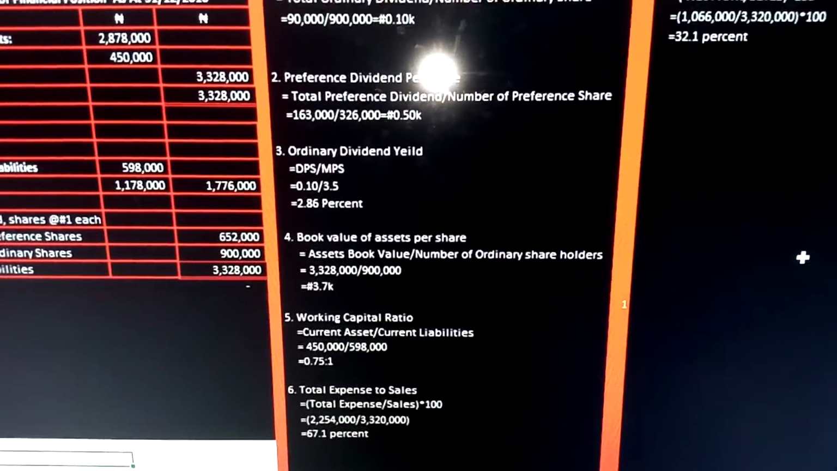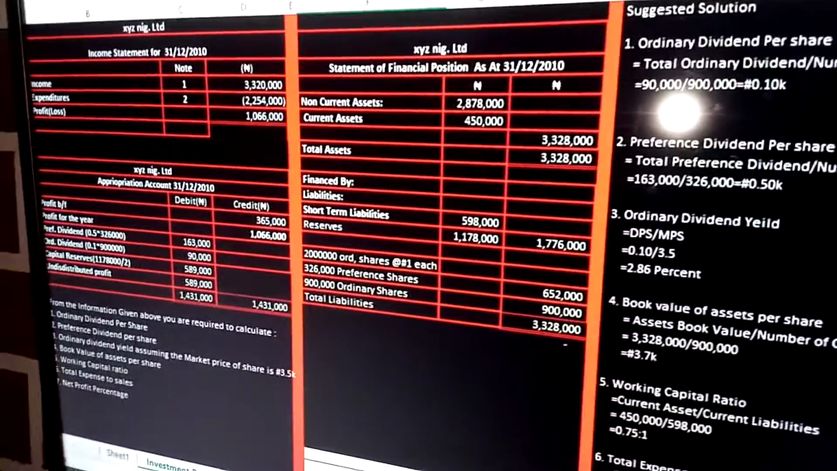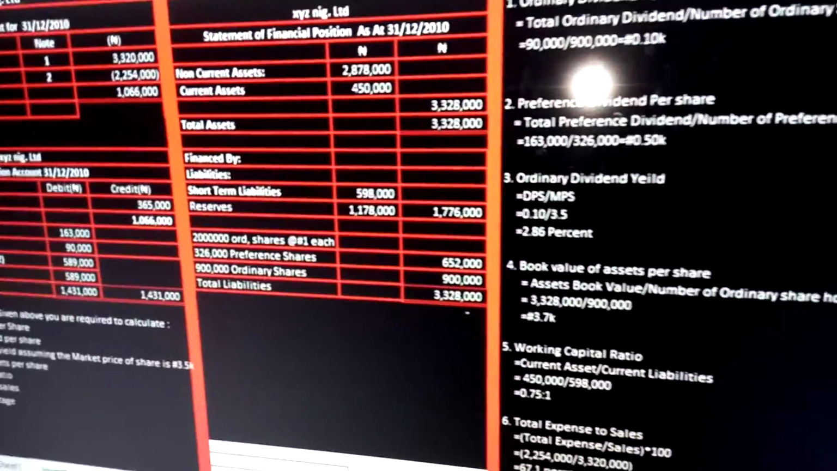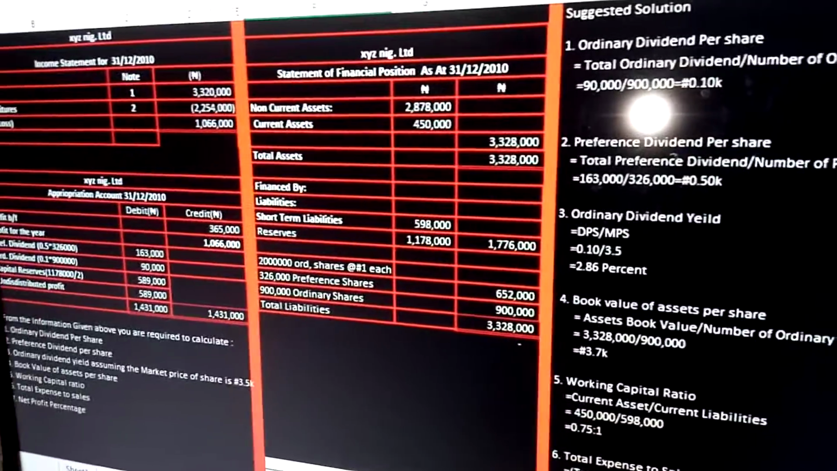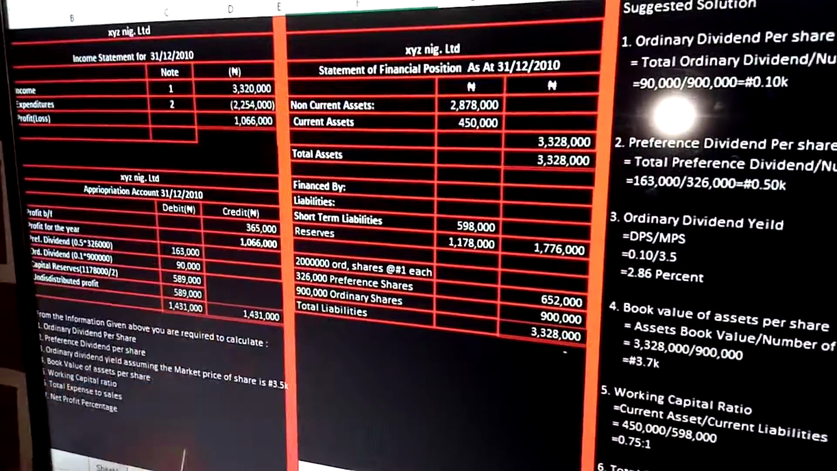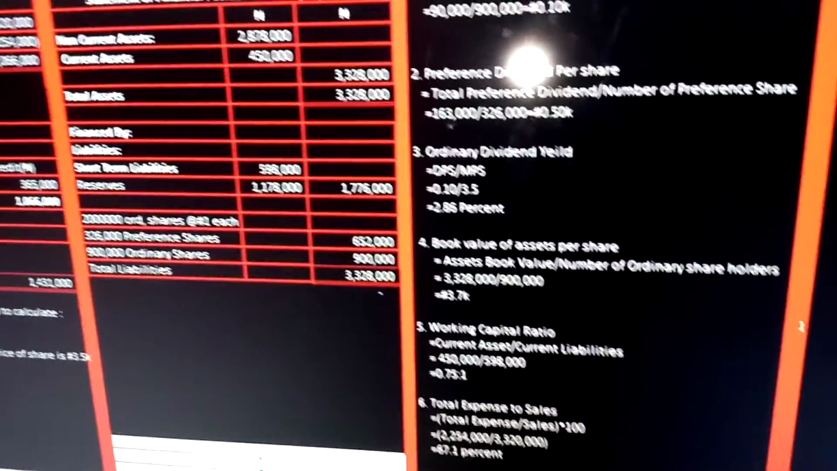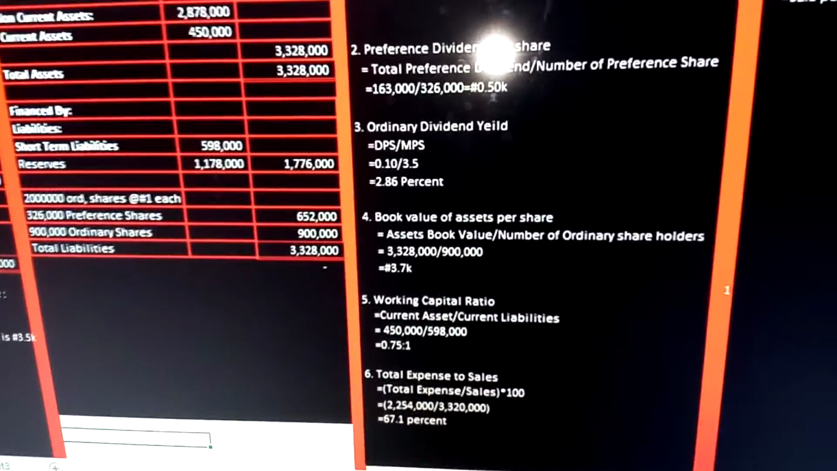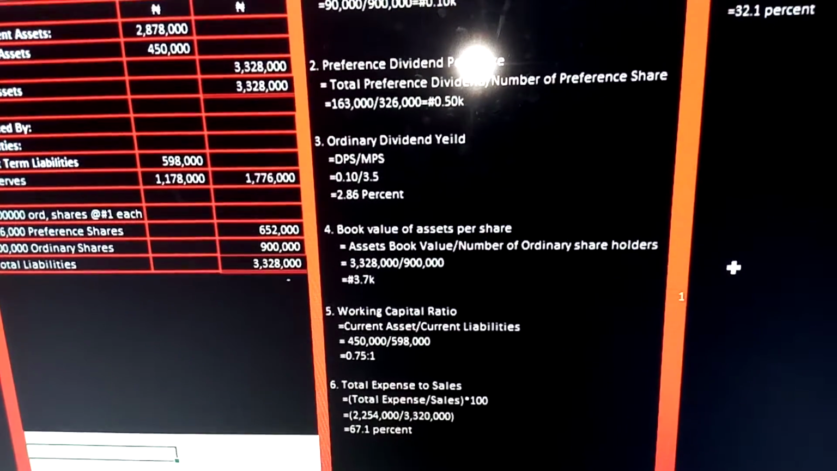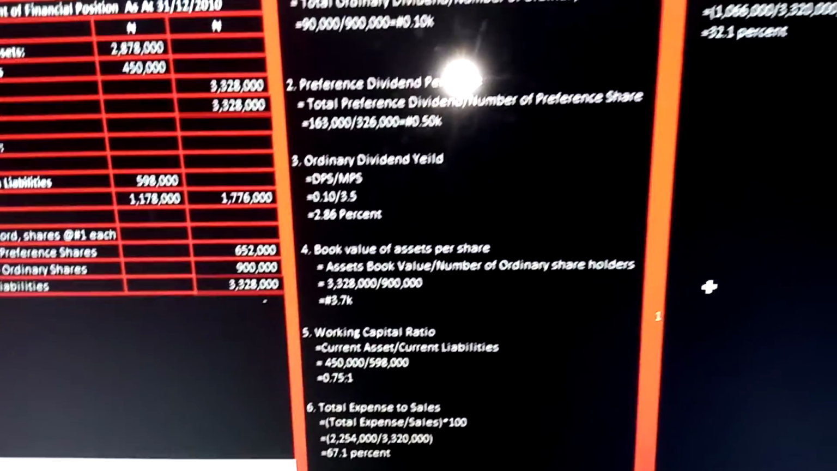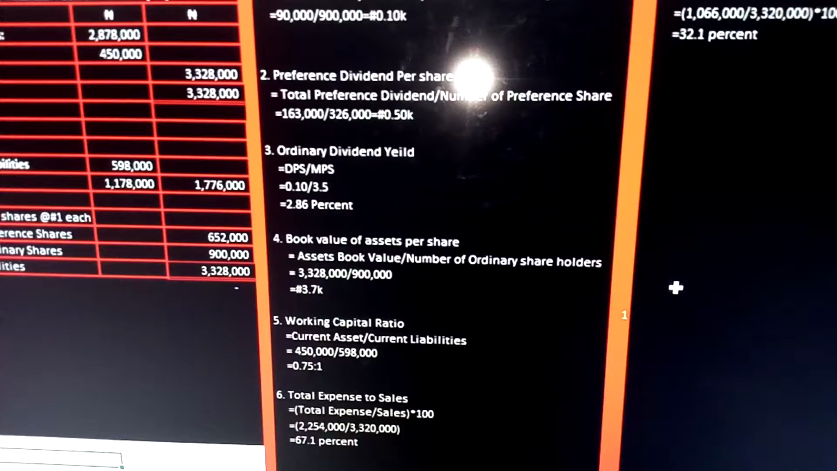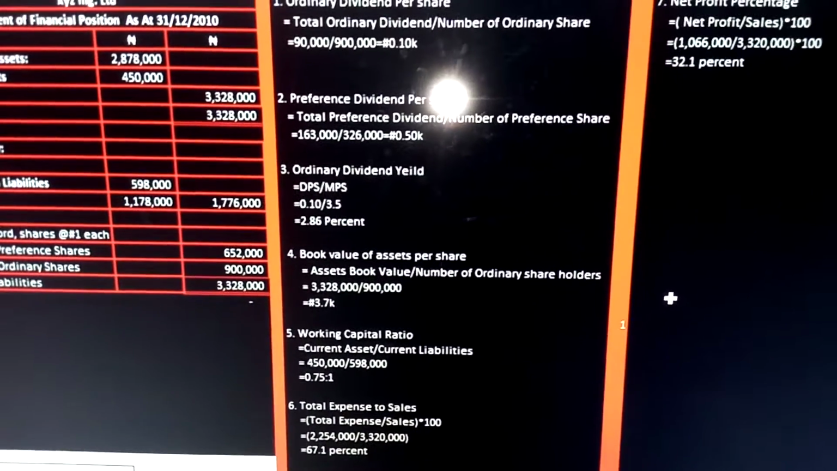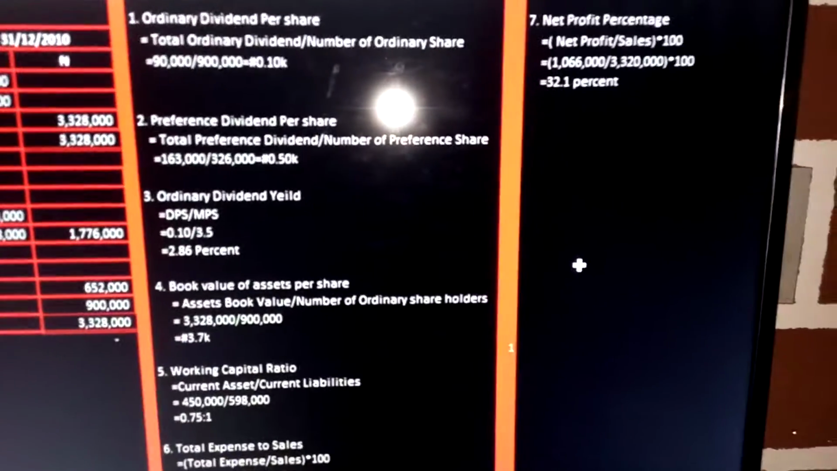The next one is total expense to sales. So what is the total expense to sales? So we have total expense over sales, times 100 over 1. So what's the total expense here? Total expense in the question is 2,254,000. Total sales is 3,320,000. So we have 2,254,000 divided by 3,320,000. So we have 67.1%. So that means your expenses is 67.1% of your sales.